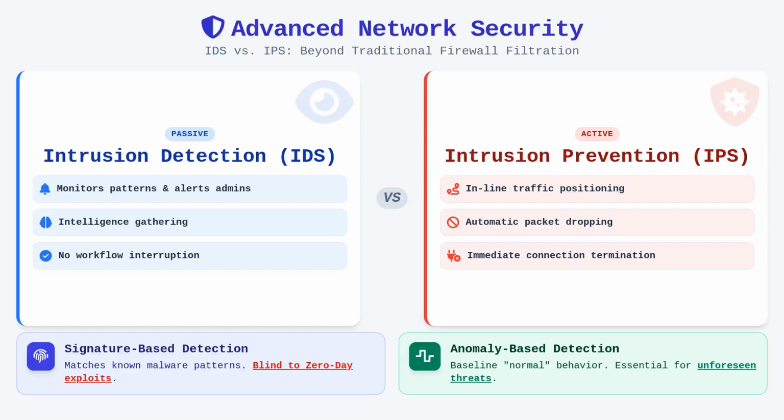While signature-based systems are highly effective against known exploits, they are inherently blind to zero-day vulnerabilities, making anomaly-based detection an essential complementary layer for identifying unforeseen behavioral disturbances in your network.